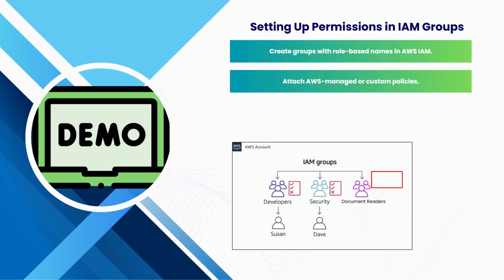So once we make that group, we're going to tie a policy to it, and the policy will be an Amazon managed policy, and it'll be called Amazon S3 read-only access. So let's go away and do that now.